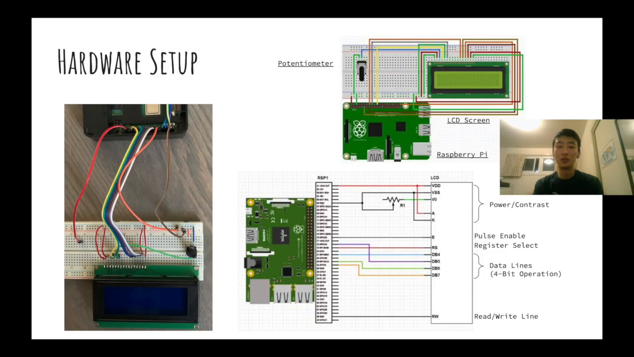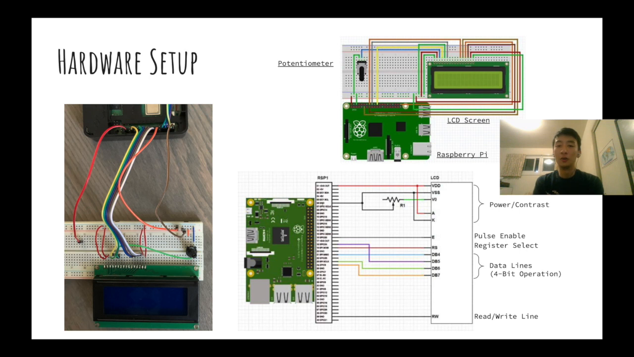For the hardware setup used in this project, it is essentially composed of just three main components. If you look on the top right hand side of the screen, it's just the LCD screen, Raspberry Pi, and potentiometer. In terms of wiring, the entire LCD module is powered by the Raspberry Pi, where the potentiometer then controls the contrast of the display. Other signals are also wired to the Raspberry Pi, like the pulse enable, the register select, which allows us to choose between the data and instruction register, the data lines, and the read and write line, which allows us to read or write from the aforementioned registers.